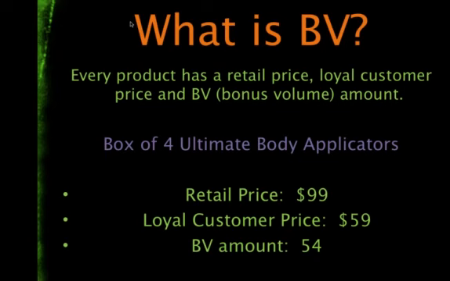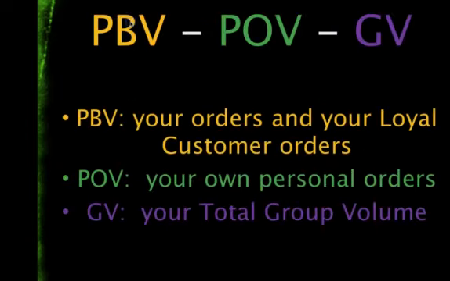Okay, it's also important to understand what BV is. BV is known as bonus volume, which is the assigned value of a product for the purpose of qualification and calculation of bonuses and commissions. Each product has a retail price, loyal customer price, and BV or bonus volume amount. For example, a box of 4 Ultimate Value Applicators has a retail price of $99, a loyal customer price of $59, and a BV amount of $54. So when you're setting up your auto ship, you want to look at that BV amount.